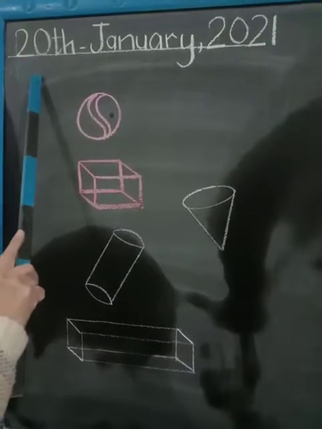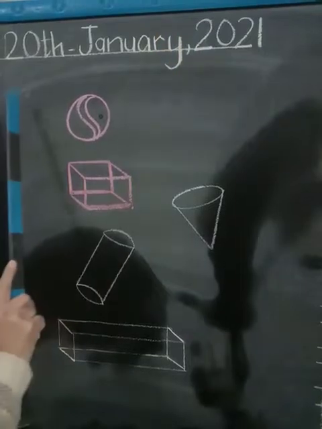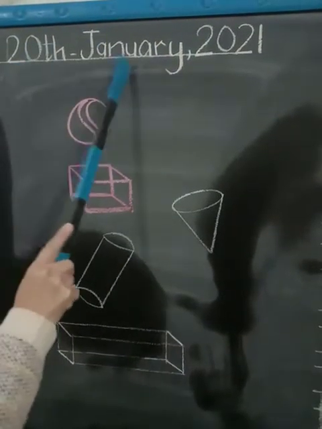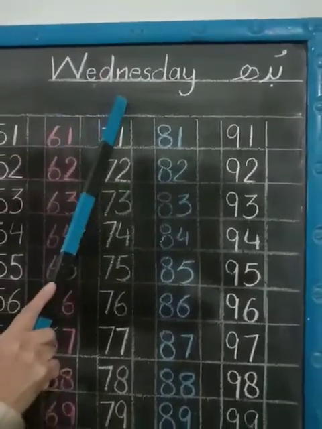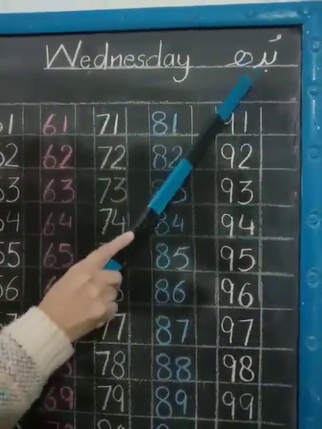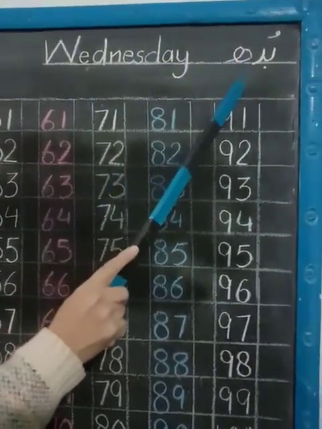Dear students, look at the board. Today the date is 20th January 2021. What is the date today? 20th January 2021. And what is the day today? Today is Wednesday. Wednesday को उर्दू में कहते हैं बुध. What is the day today? Wednesday, Buddh.